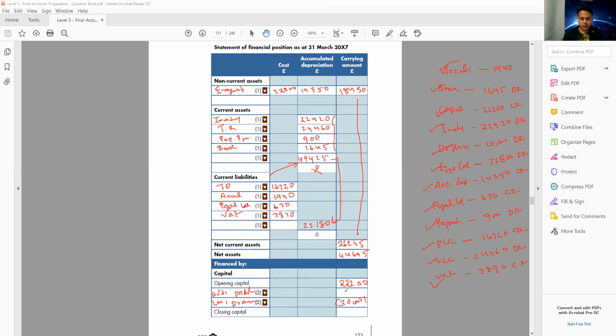So if I have this one, opening capital plus profit minus drawings, the closing capital exactly has to match our net asset. So 44,695, and it actually matches. If it matches, that means you got 100% marks from this question. Remember, this question is very, very important, because this is the only type of question where you will know whether you get 100% marks or not. If it matches, it means you've done really well because you got full marks.